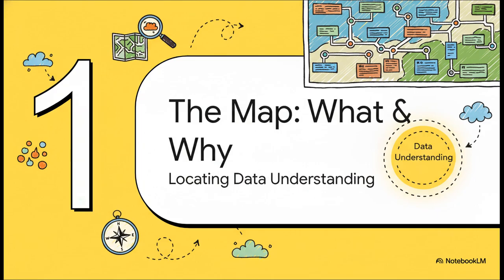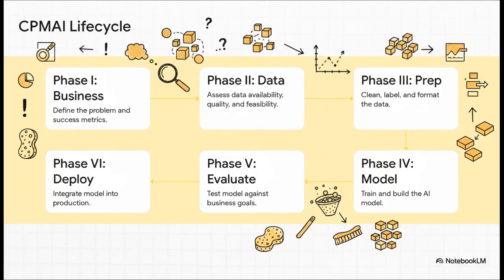Why do we start here? Because on the CPMAI exam, context is king. You have to know where you are in the project lifecycle to have any hope of knowing what the correct next step is. It's that simple. And here it is, the 6-phase CPMAI lifecycle. We are laser-focused on phase 2, data understanding. Now, the most important thing to notice here is its location. It comes right after you figured out the business problem in phase 1, but, and this is so crucial, it comes before you do any data cleaning or labeling or changing anything in phase 3. Seriously, just understanding that positioning is the key to like half the questions on this topic.